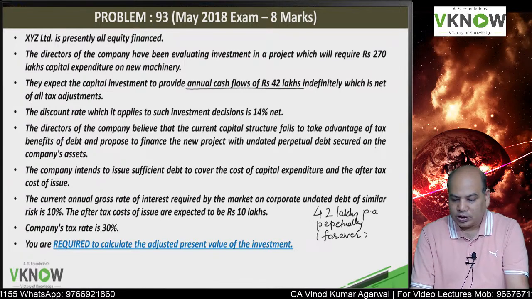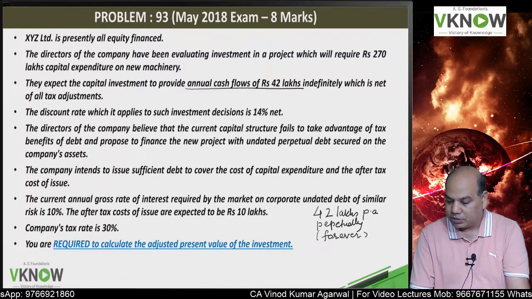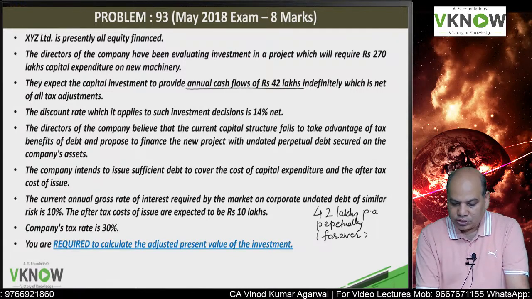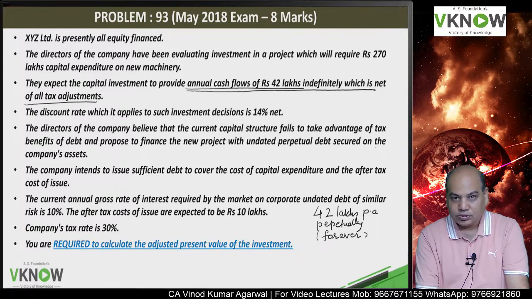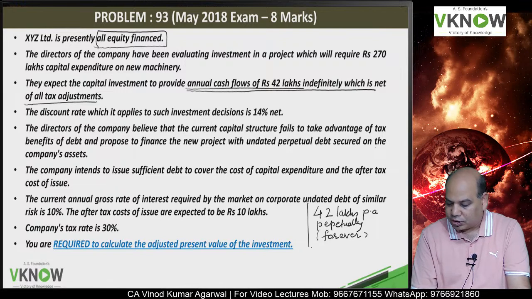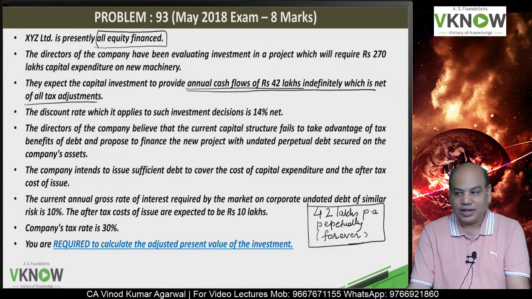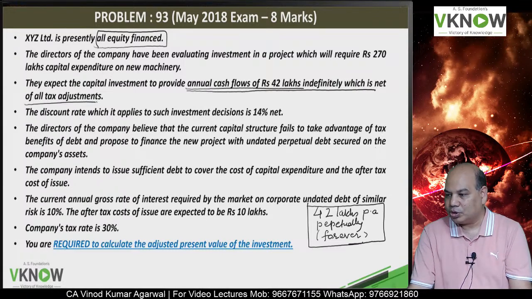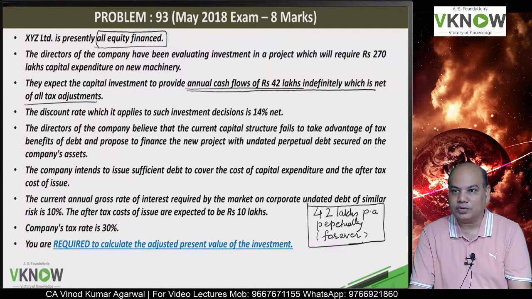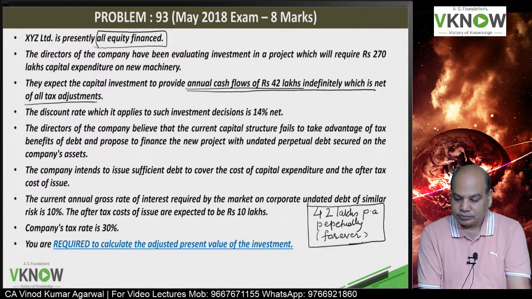You will have to apply the formula of perpetuity, which is net of all tax adjustments. That means it is after considering income tax paid also, but right now it is an equity finance company. This 42 lakh does not have any impact of debt financing. It is purely operating cash flow after tax.